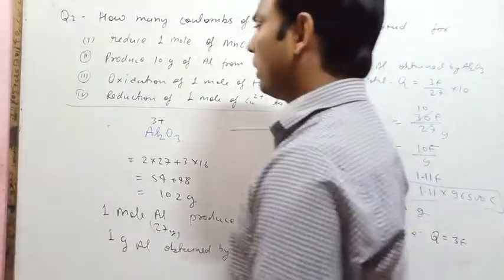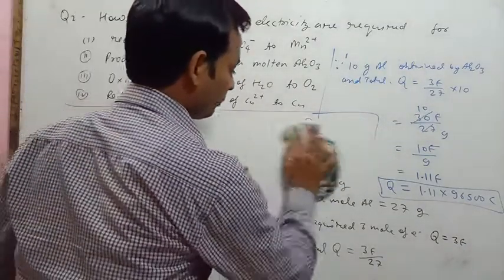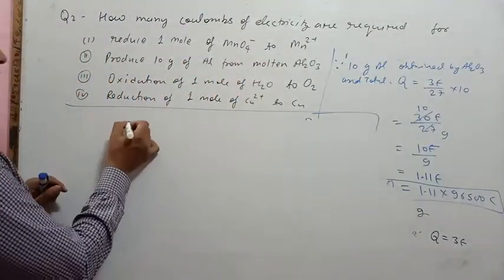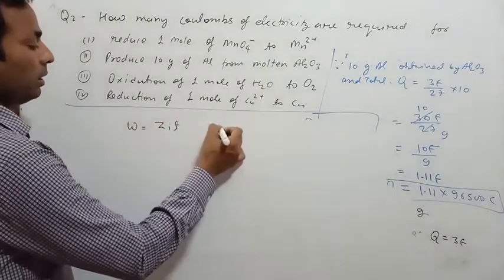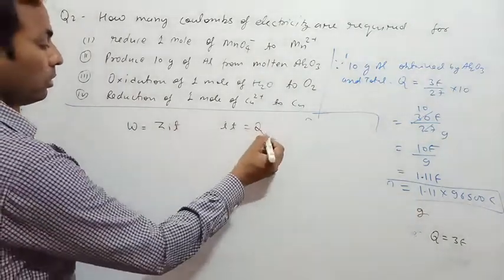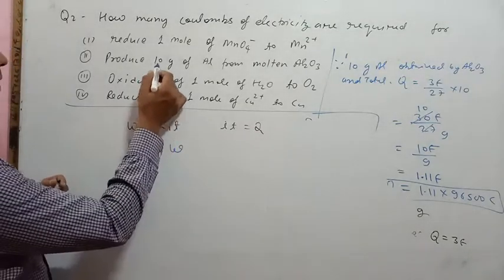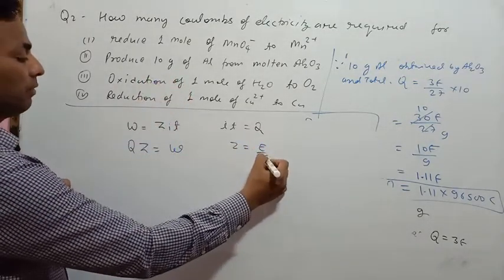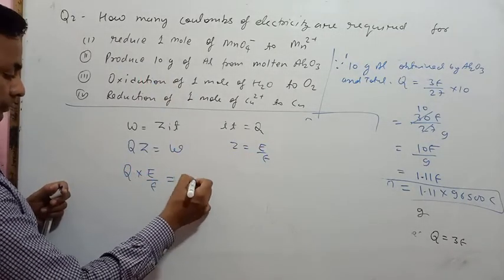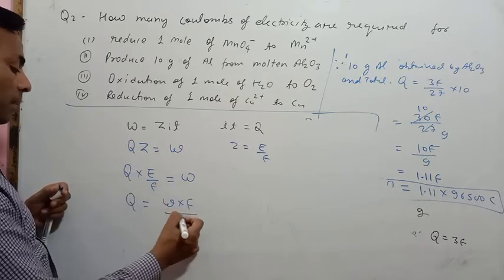One more method I am going to tell about this question. Question number 2, look at how to do it. According to the first law of Faraday, W equals ZIT, and IT equals Q. Putting the value in place of IT equals Q, so W equals QZ, where Z equals E by F. So Q equals W into F upon E.